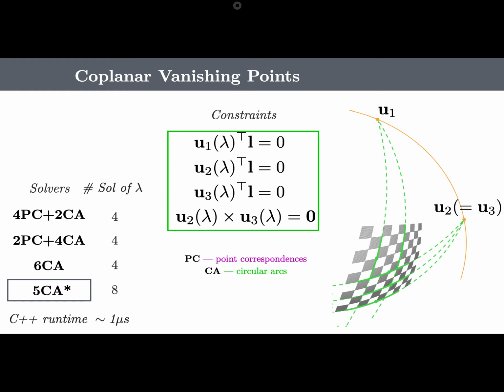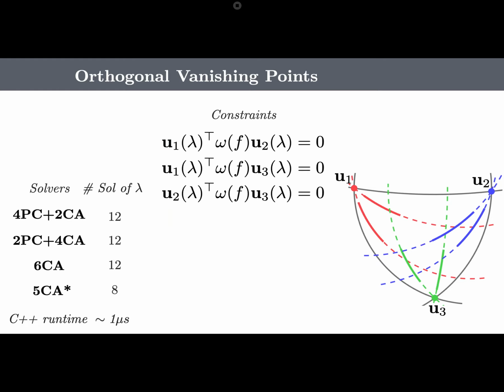The number of solutions of the undistortion parameter returned by each solver is reported next to the solver names. The C++ optimized implementations of the solvers have mean time to solution of around 1 microsecond. The solvers have a simple algebraic structure, thus are fast and suitable for model selection in RANSAC.